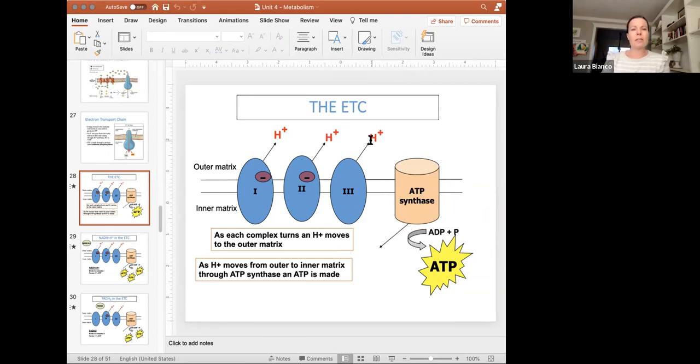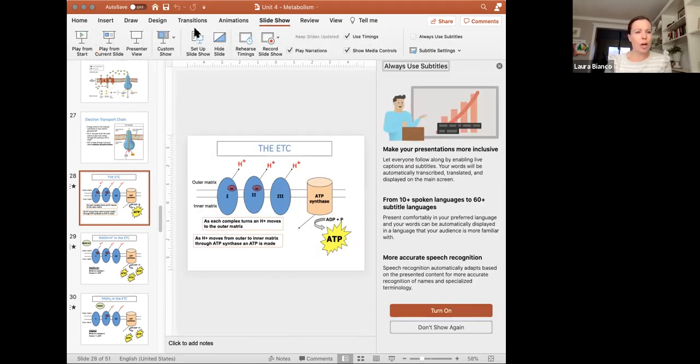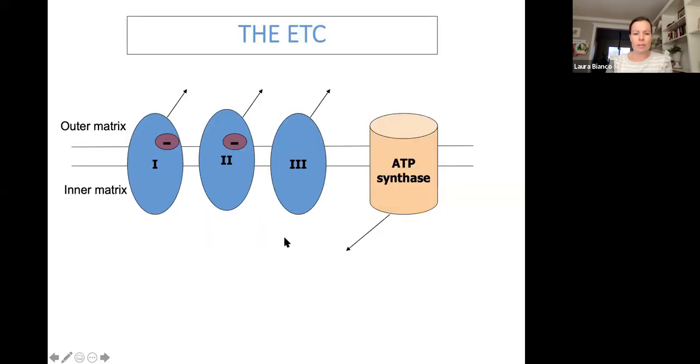So these hydrogen ions are slowly moving back in through ATP synthase. And as they move back in, they supply energy, which generates ATP. And I'm going to see if I can show the slideshow because this is an animated slide.